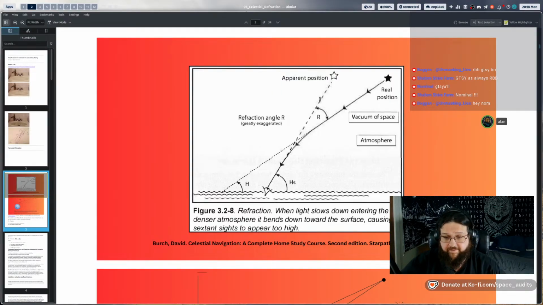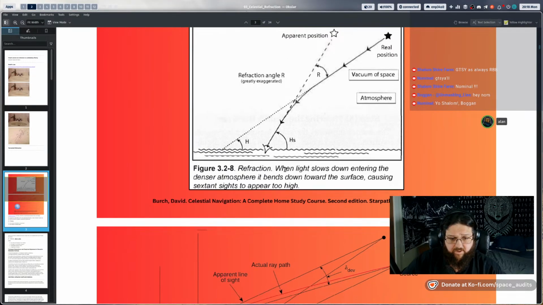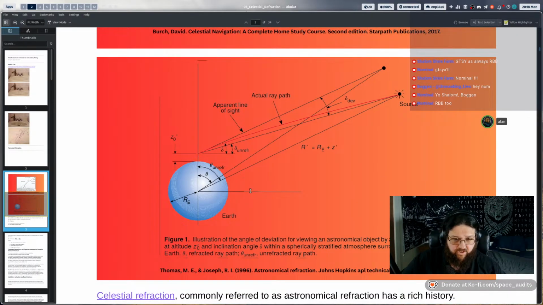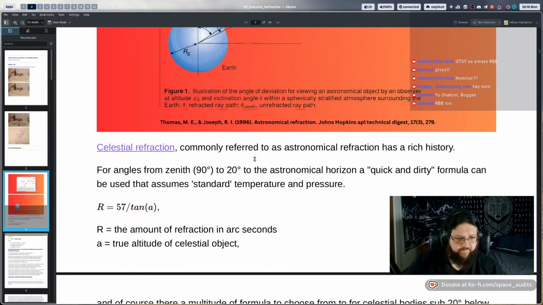And that's dictated by the amount of astronomical refraction, not to be confused with terrestrial, even when it's close to the horizon. And we'll get into the reasons why further as we go on through the PDF here. But again, apparent position, you see it's lifted up, it appears higher. Real position's lower. And that's what we're looking at here. So when light slows down entering the dense atmosphere, it bends down towards the surface, causing the sights to appear higher. Very cool. Another citation here, just showing the same effect with a slightly better diagram, but same exact premise. Source is below, apparent position is lifted higher.